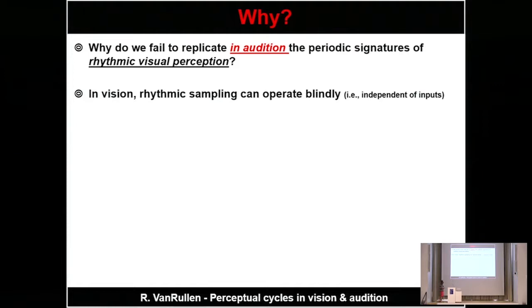Whereas, of course, in audition, that would be dramatic. If you try to do this in audition, you might put your good phase at the wrong time and your bad phase at the time where the information is important, and you will miss everything, right? So this was our intuition. But we wanted to go beyond just an intuition and to actually demonstrate it.